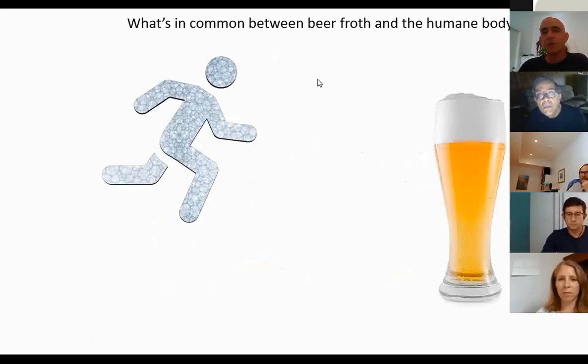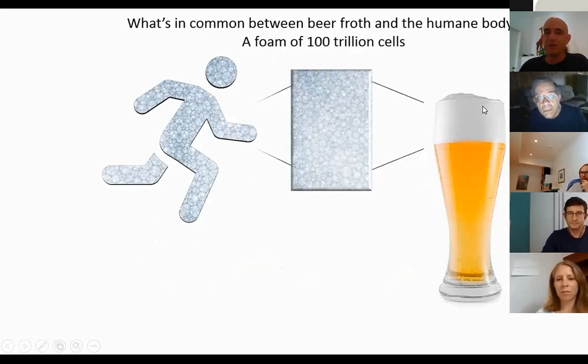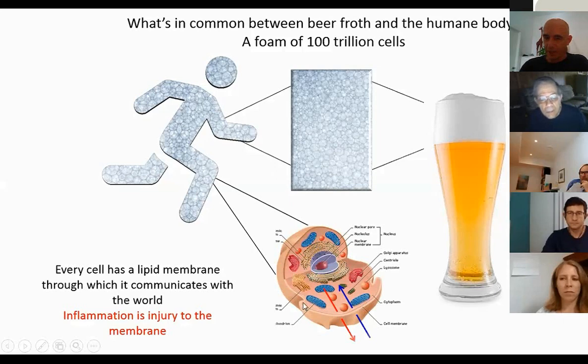Okay, so what is common between beer froth and the human body? Foam. We are a foam of 100 trillion cells, and if you look at the microscope, in the beer foam or foam in your bathroom or on your body and any tissue in the body, you will see trillions and trillions of cells, and these are actually fat cells or lipid cells, lipid membranes, and the lipid membrane is the medium where the cell communicates with the external world.